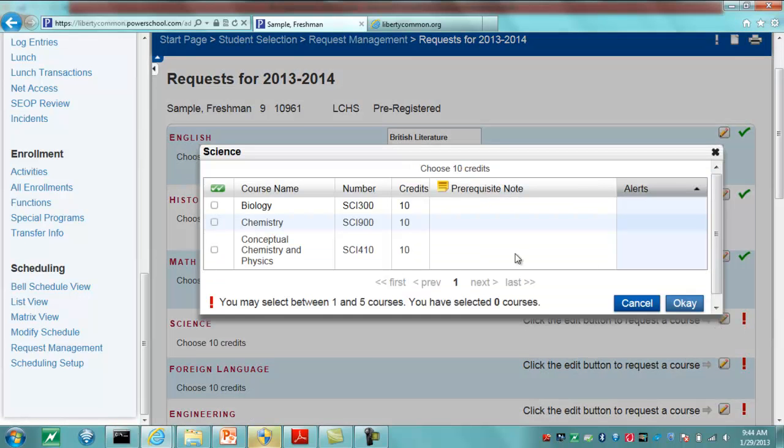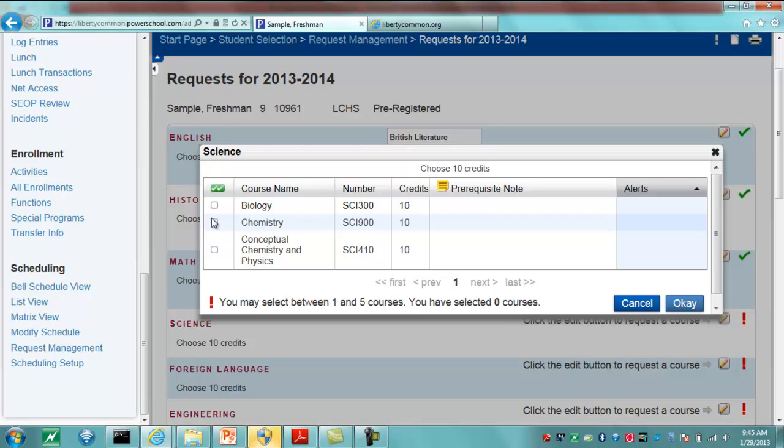Under science, now this requirement is going to be determined by the math class that you're in your 10th grade year. If you are in Algebra 2 or higher, then you should select chemistry, and that would be your class for your 10th grade year. In 11th grade, then you would take physics, and in 12th grade, you would have the choice of a science elective. If you are going to be in geometry or something below Algebra 2 next year in 10th grade, then you should take conceptual chemistry and physics. That class will meet the science elective requirement, and then you would take chemistry in 11th grade and physics in 12th grade.